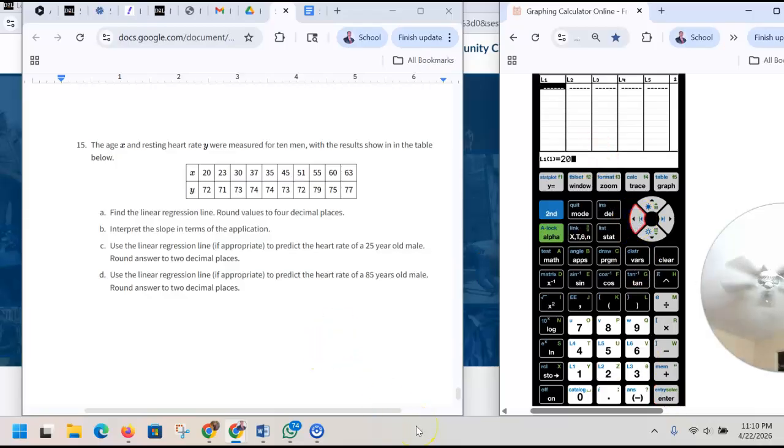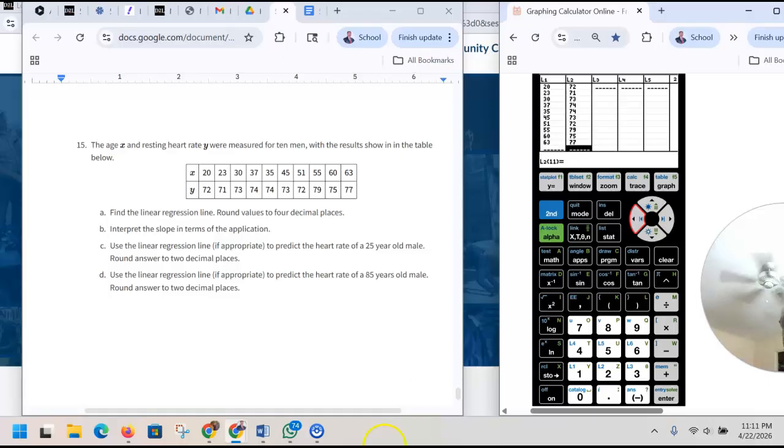So it is 20, 23, 30, 37, 35, 45, 51, 55, 60. And that takes care of the first list. Then go back and put the other numbers: 72, 71, 73, 74 twice, then 73, 72, 79, 75, 77.